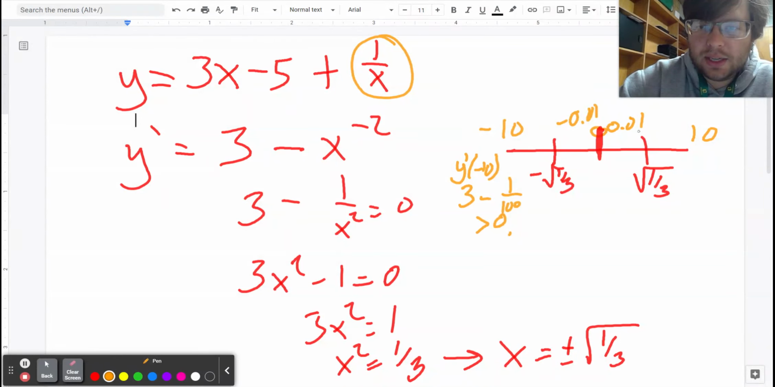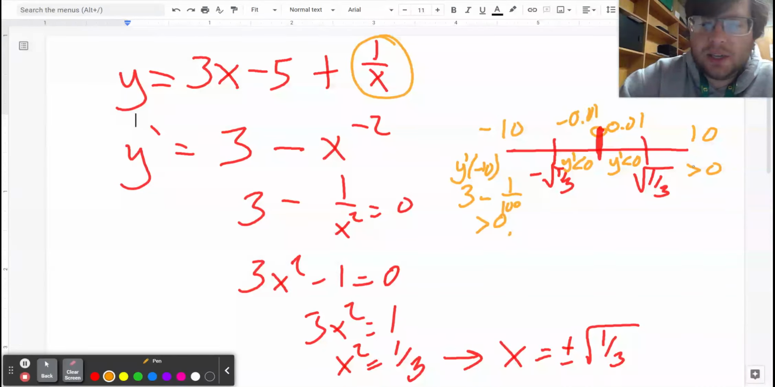If I plug in negative 0.01 and I square that, I get a very small number. 0.01 squared becomes 0.0001. And if I divide 1 by that, I get 10,000. So 3 minus that is going to be negative. So this value right here, y prime is less than 0. Same exact thing here, y prime is going to be less than 0. If I plug in positive 10, just like I did with negative 10, I'm going to get greater than 0.